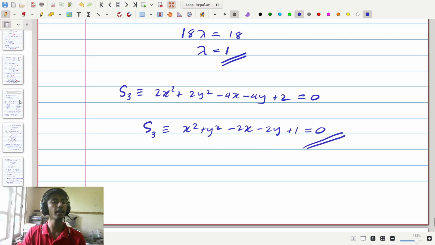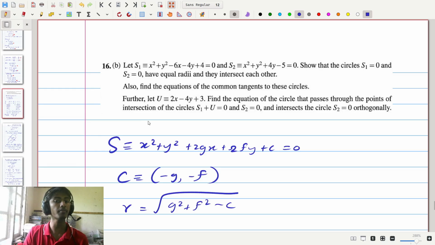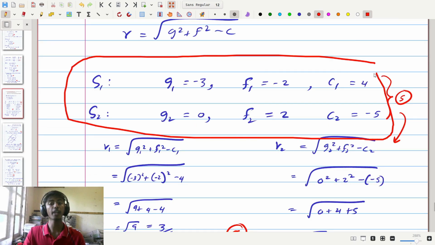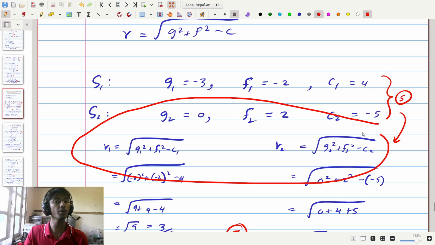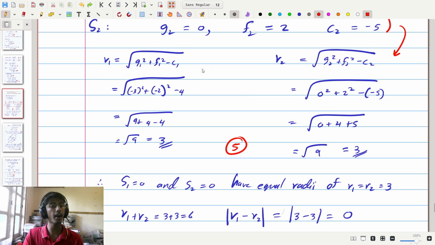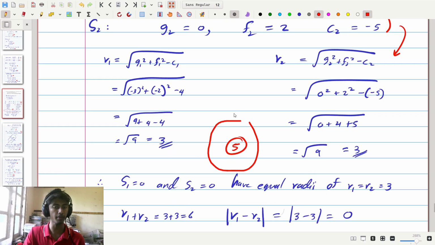Now finally, let's go up and from the top discuss the marks awarded for this question. In the first part of the question, when you take these two circles in standard form, take their coefficients out like this and substitute them in like this, for doing all of that, you get 5 marks. After that, when you find R1 and R2, find that they are both equal to 3 units and hence both circles have equal radii, for saying all of that, you get another 5 marks.